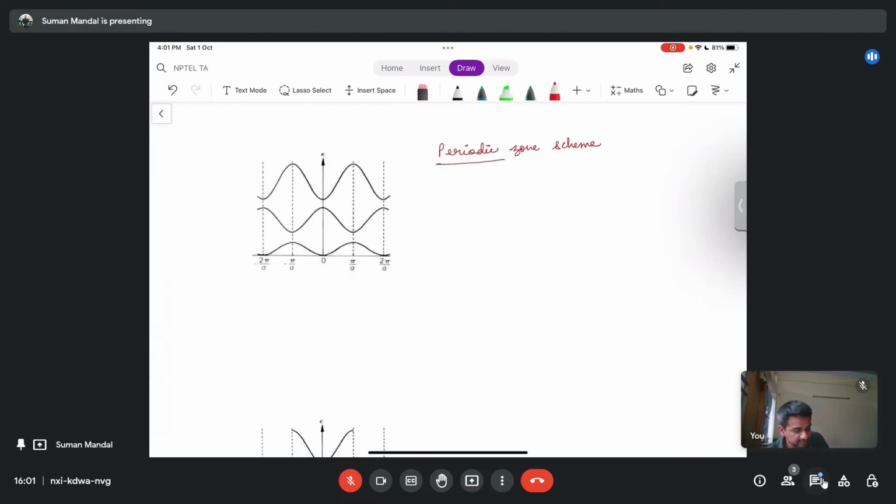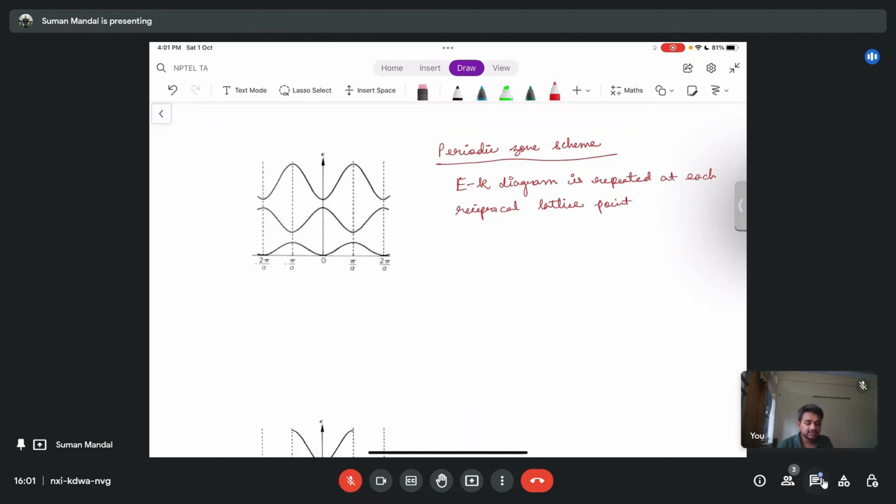So what is happening here? The EK diagram is repeated at each reciprocal lattice point. Now, since it is identical, we see that it's a repeating diagram. It will go until infinity.